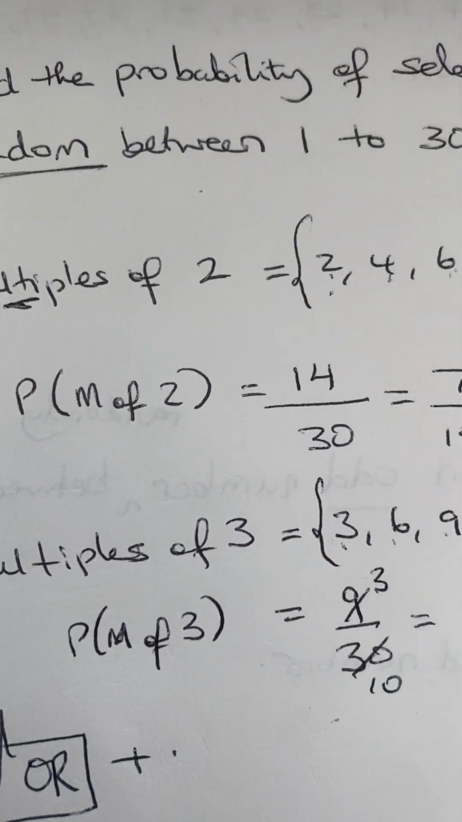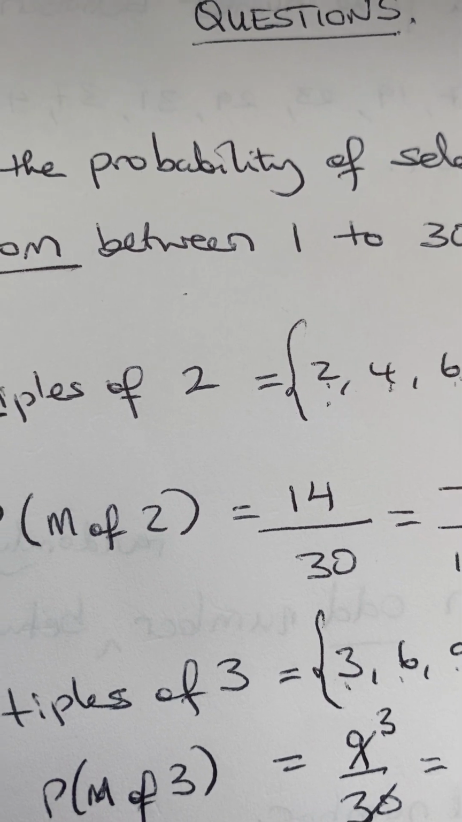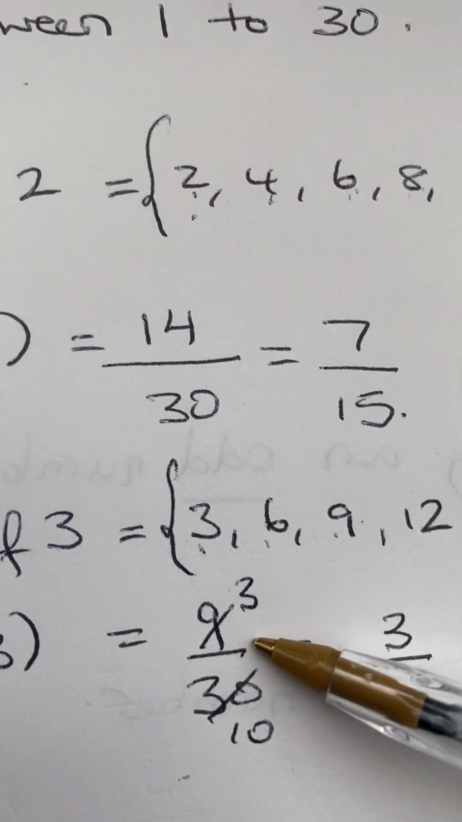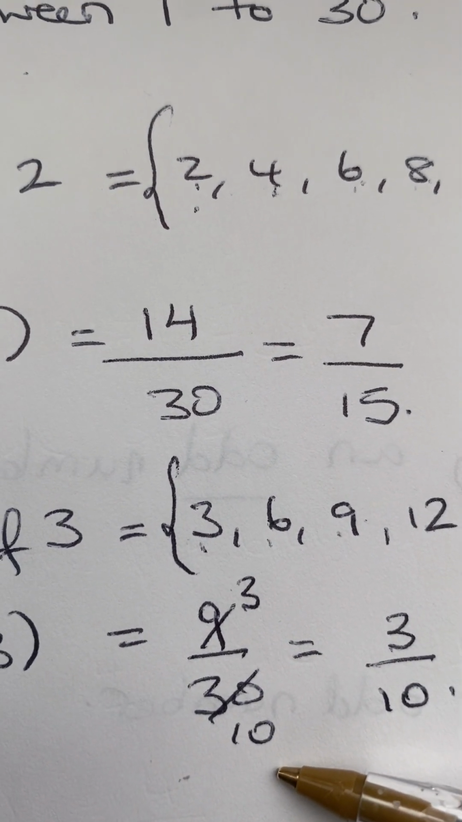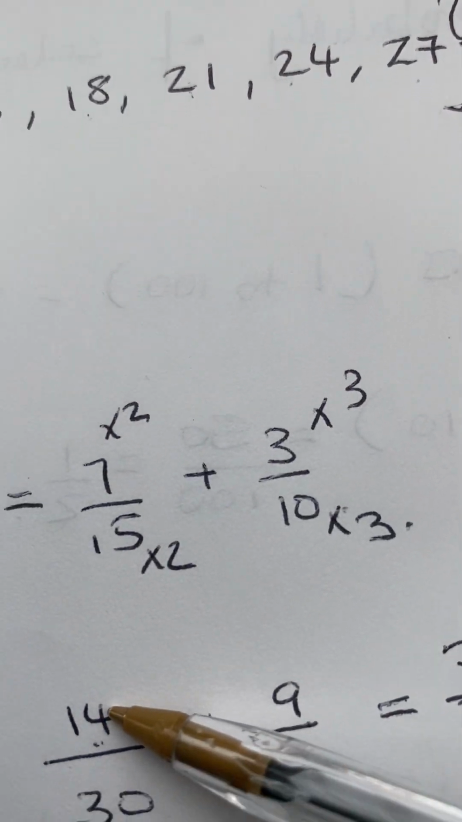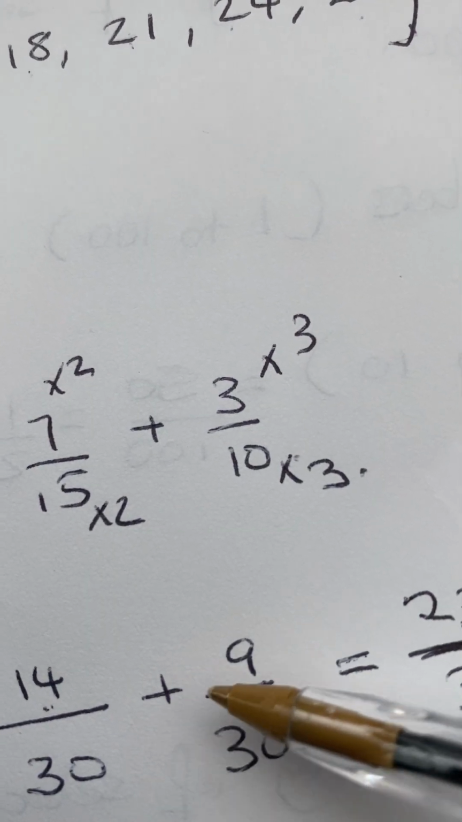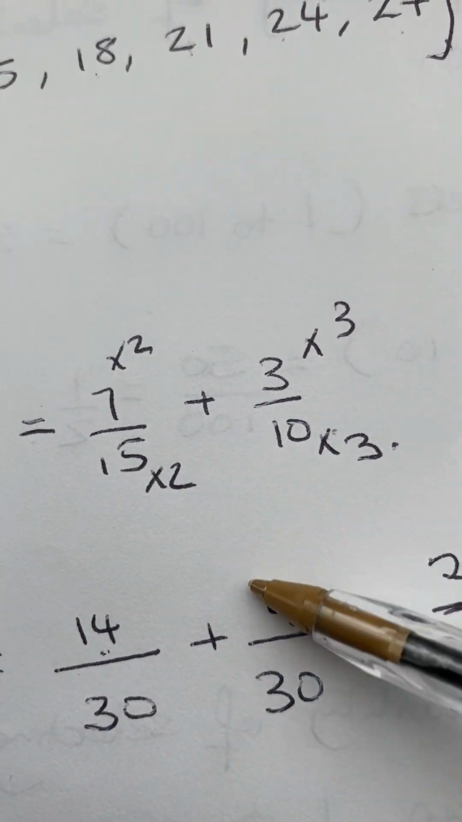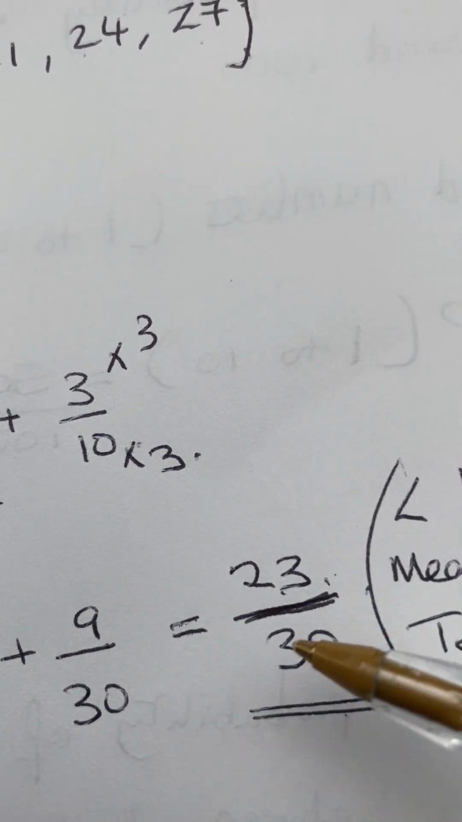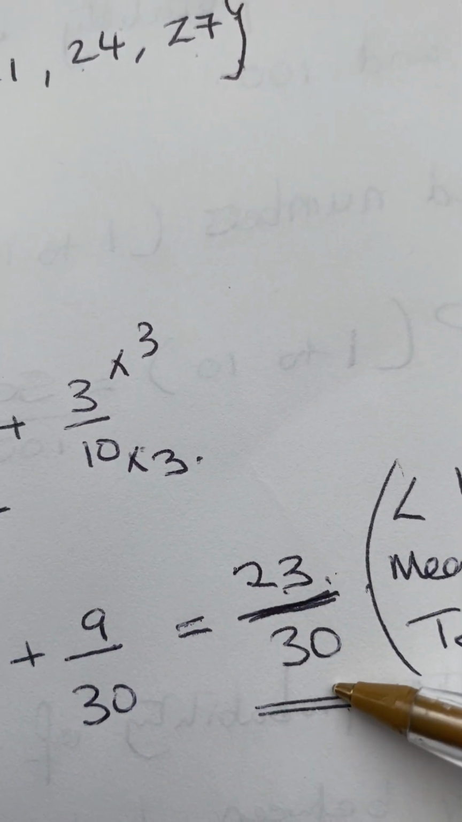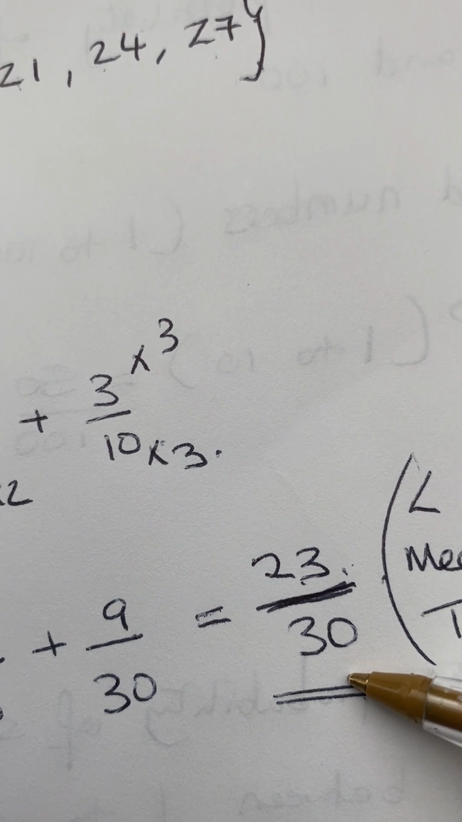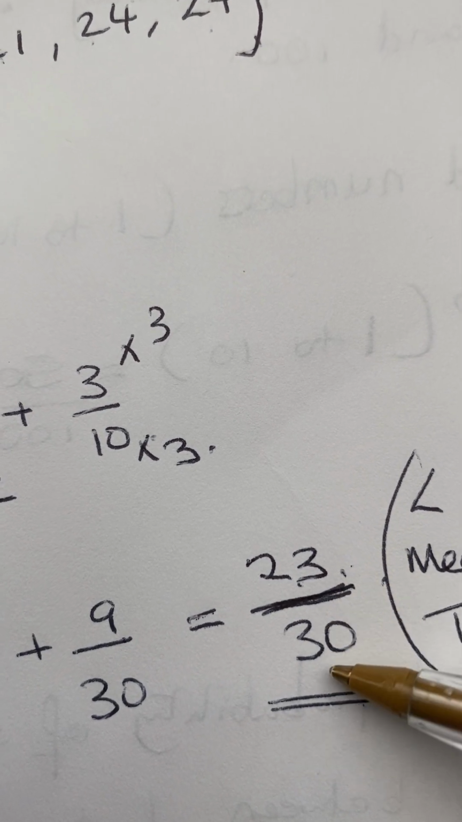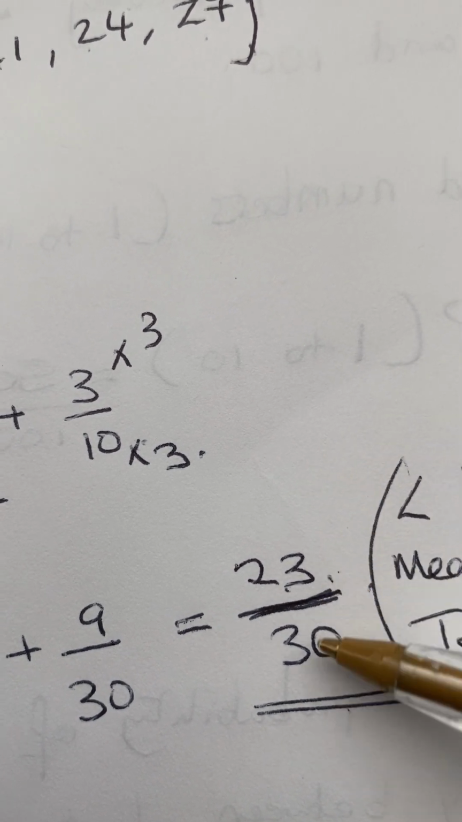Or we add 14 over 30 to 9 over 30. So 14 over 30 add 9 over 30, which is 23 over 30, because we add the numerators only. So 23 out of 30. Okay, so that is it. And here we can't reduce it any further. So this will be our answer.